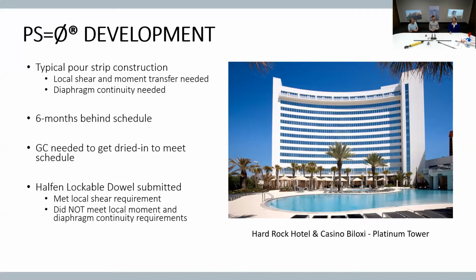So the contractor, being behind schedule like this, was looking for any answers he could to pick up time. Okay. And we were on the 10th or 11th floor of this tower. And so all of our foundations were in, our shear walls were in, and they submitted, it happened to be a Helfand lockable dowel. They're all similar, but this one was particularly a Helfand lockable dowel. And what we found is, it met some local shear requirements, but it didn't meet the local moment requirement.